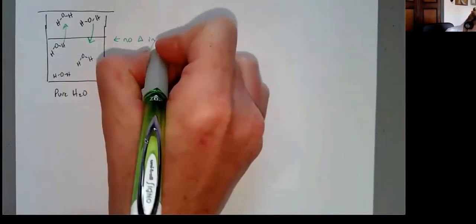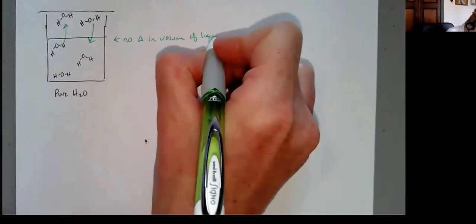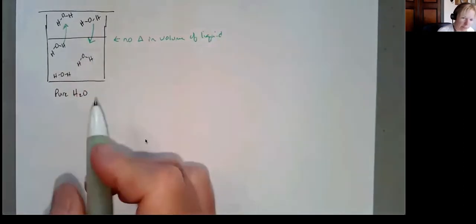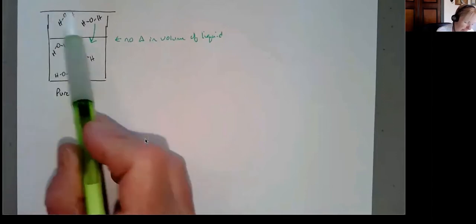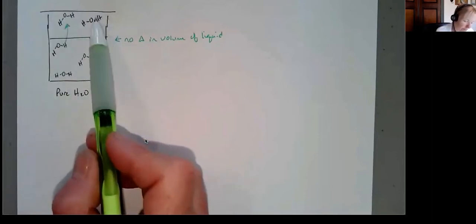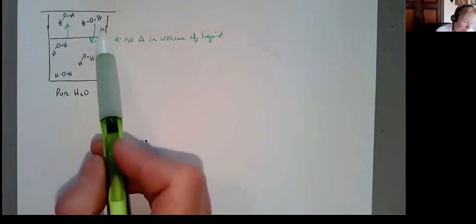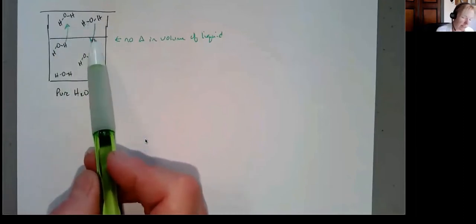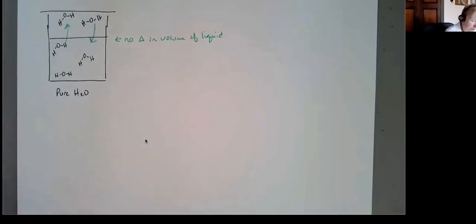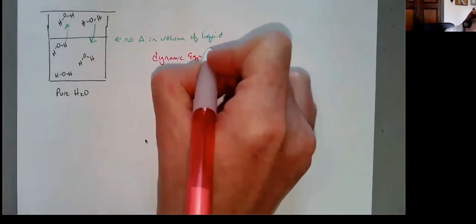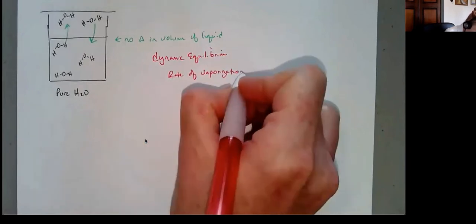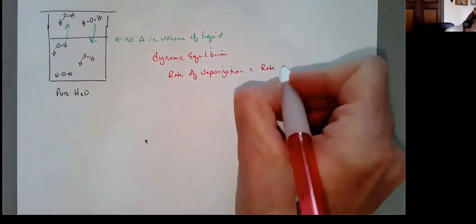And so I have this equilibrium. So I won't see a change in the volume of the liquid. But that doesn't mean that this isn't happening. So this is still happening. Water is still moving to the gas phase, but since I have it closed off, as I build up water molecules in the gas phase, they're going to condense back down into the liquid phase. And so this would be a dynamic equilibrium where my rate of vaporization is going to equal the rate of condensation.